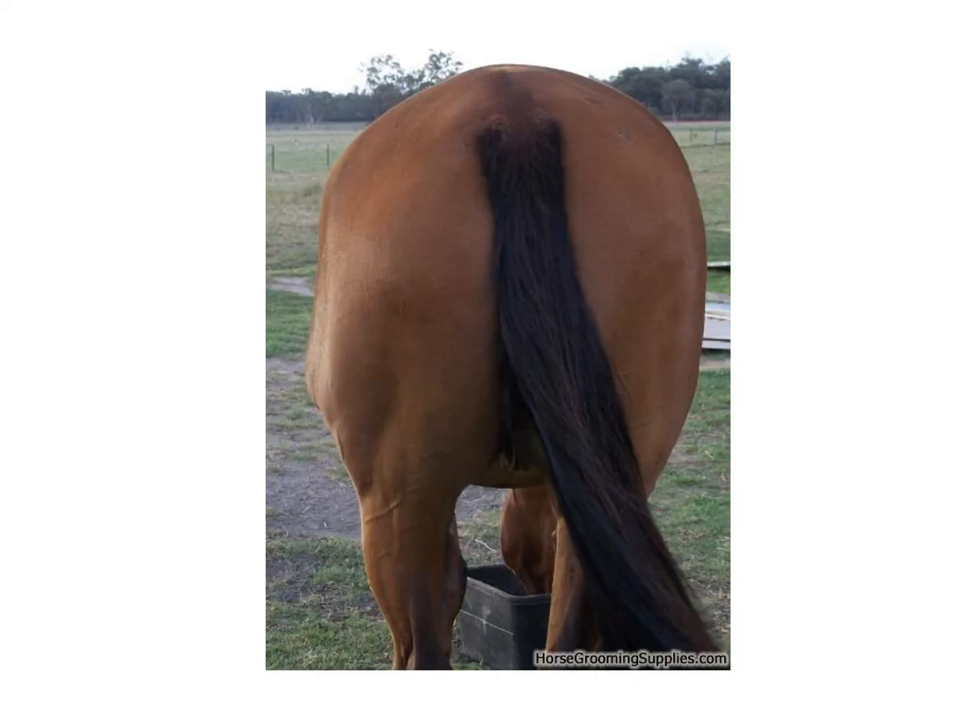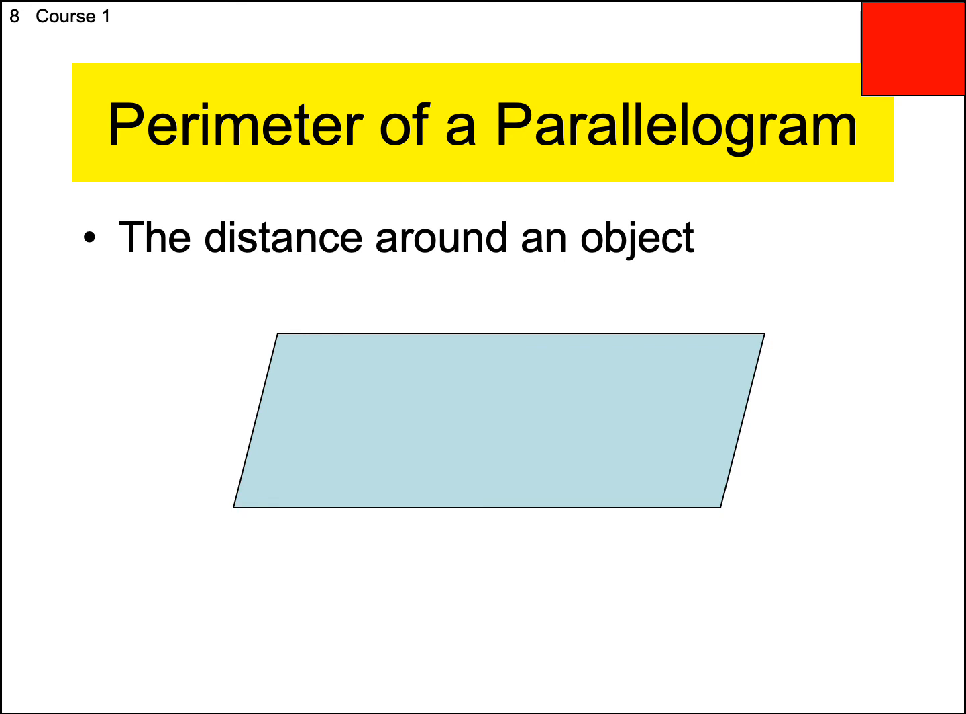Okay, there's a big but right here. And the big but is that perimeter is going to use that extra information. The perimeter will not use the height. So even though your parallelogram may have that dotted line, when you're calculating perimeter, you don't use that.